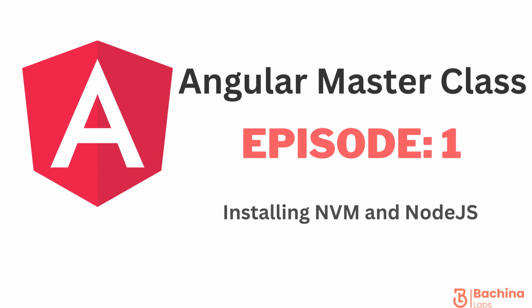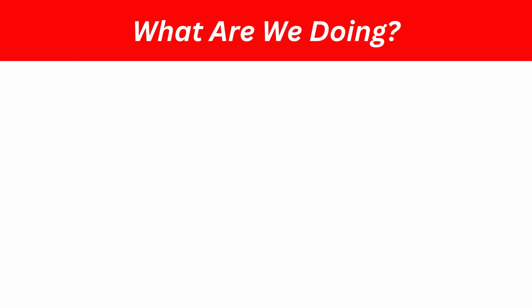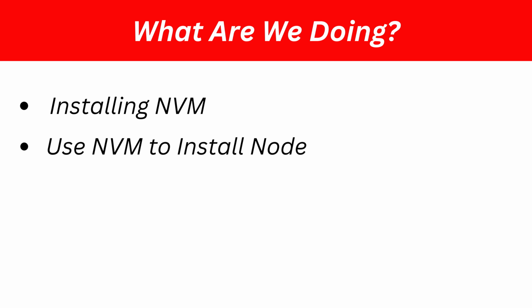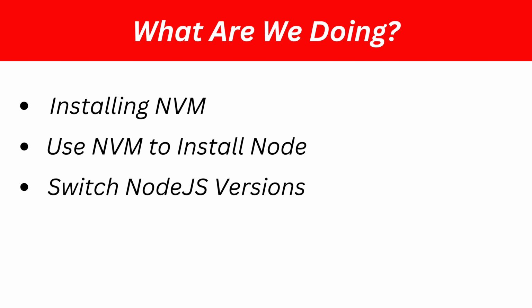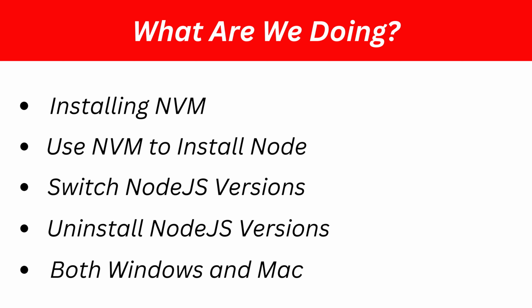You need to have Node.js on your machine to get started with Angular. So in this episode of Angular Masterclass, we are going to install NVM first. Using that NVM, we are going to install Node.js. The benefit of using NVM to install Node.js is you can switch Node.js versions and you can install any Node.js version. And also we will see how to do this on both Windows and Mac.